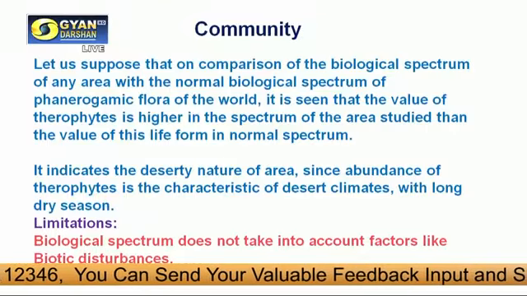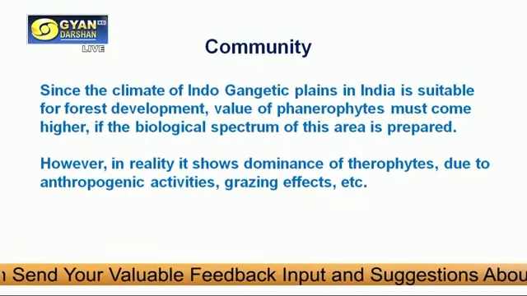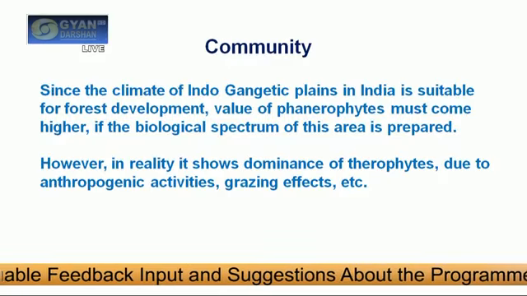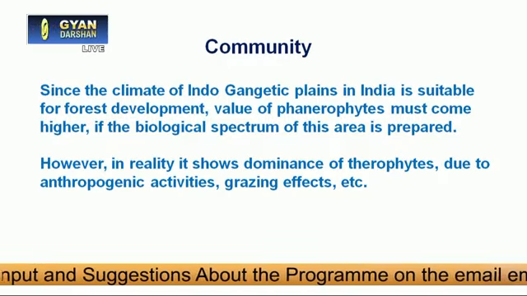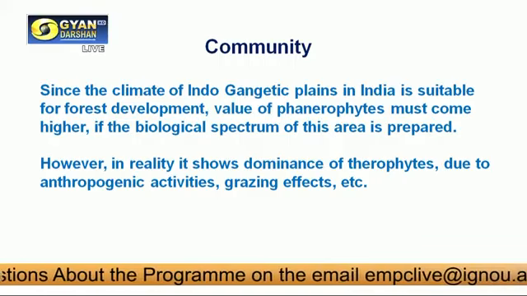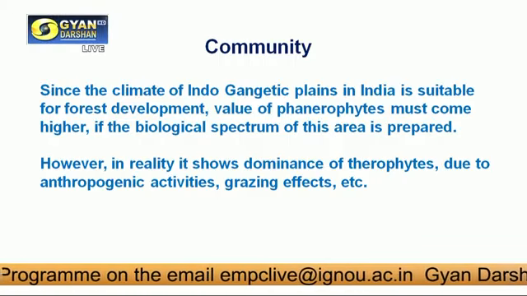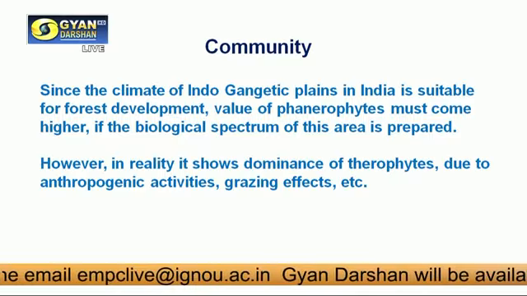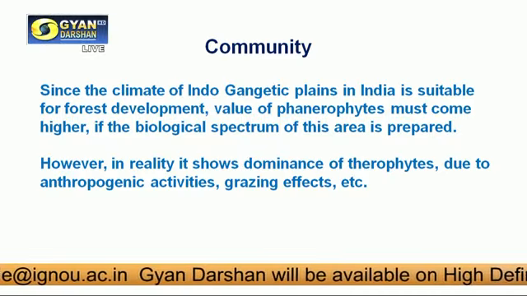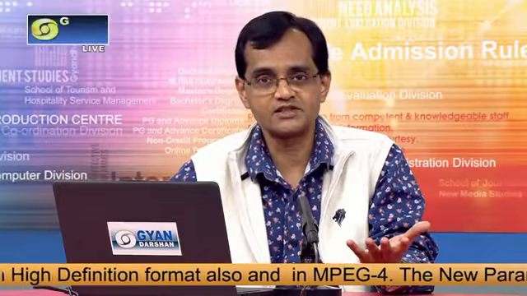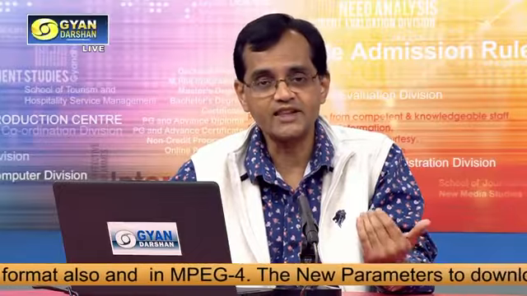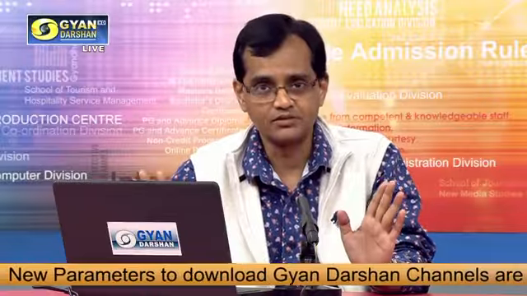So the biological spectrum does not take into account factors like biotic disturbances. Since the climate of the Indo-Gangetic plain is suitable for forest development, ideally phanerophytes should have been higher. But in reality, it shows the dominance of therophytes. Why? As I already said, due to anthropogenic activities. Because of too much human intervention, because of overpopulation, because of overutilization of resources, there is a depletion of resources. And that is why we are getting this kind of abnormal spectrum. So this might happen.